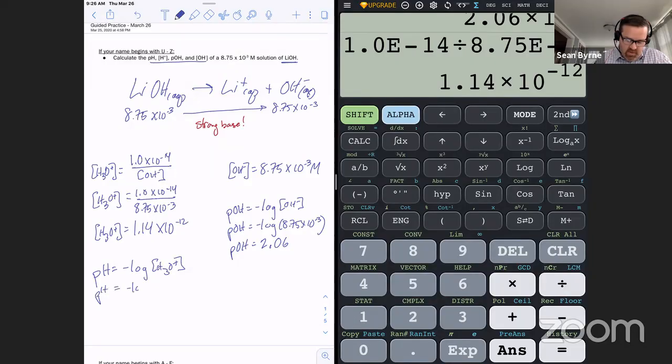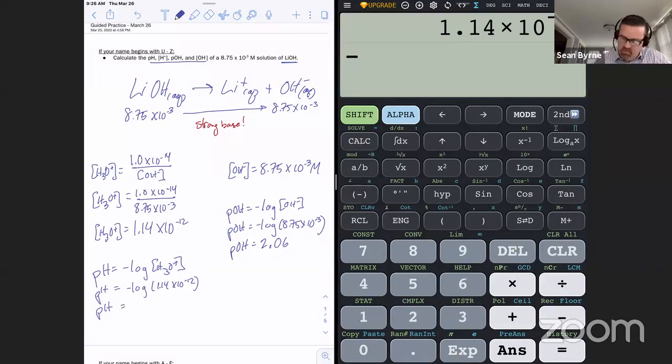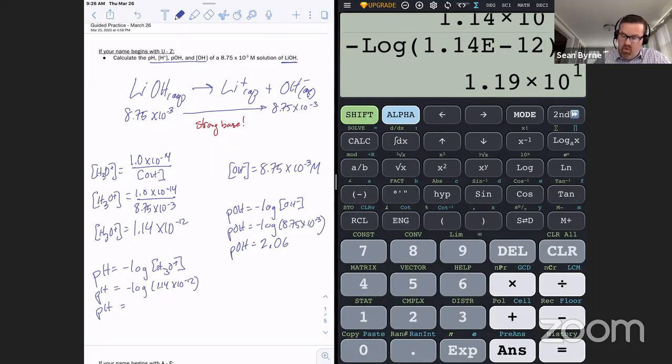pH is equal to the negative log of 1.14 times 10 to the minus 12th. So my pH is equal to the negative log of 1.14 E minus 12. And I get 1.19 times 10 to the 1, which is 11.9. When I did this on a different calculator, I got another decimal point there and I got 11.94. So go ahead and check that at home to make sure that I did that correctly.